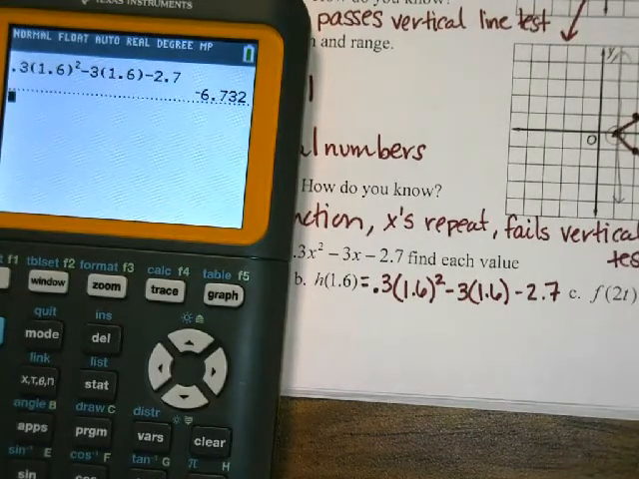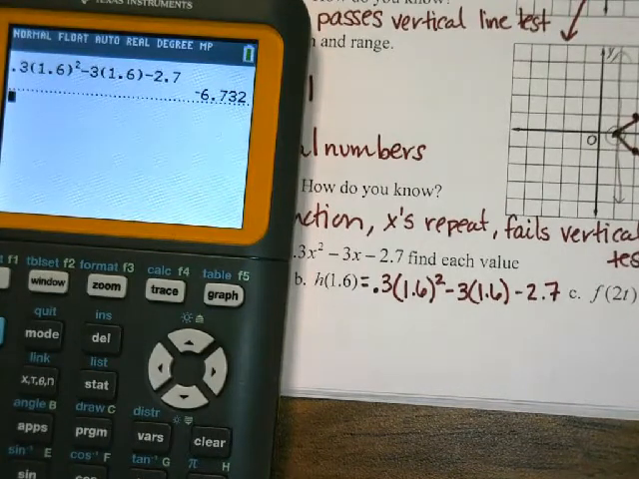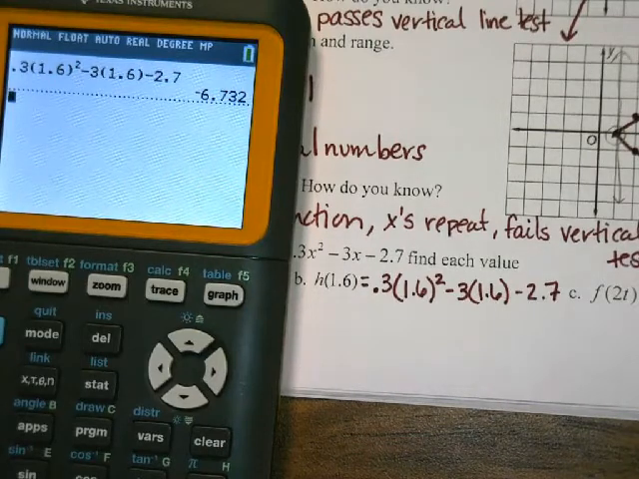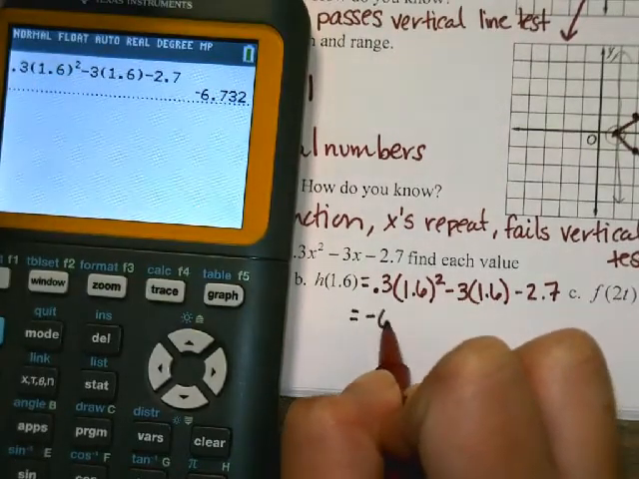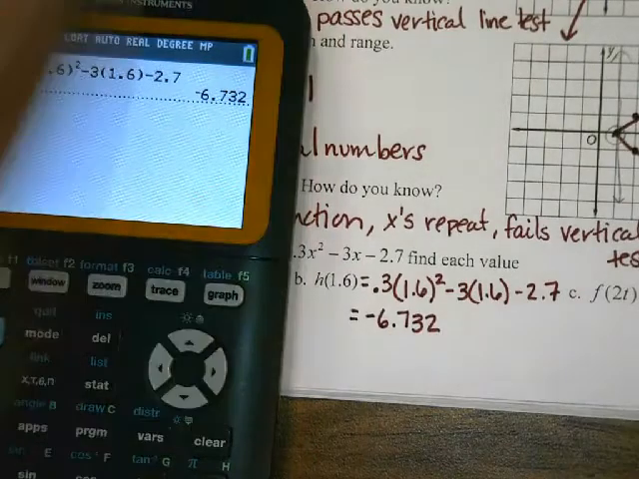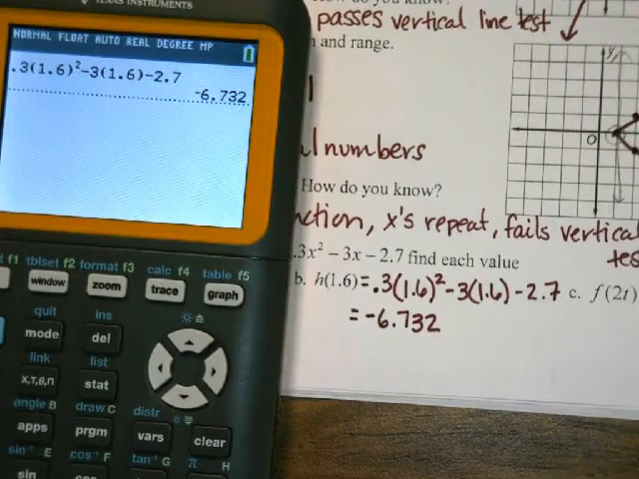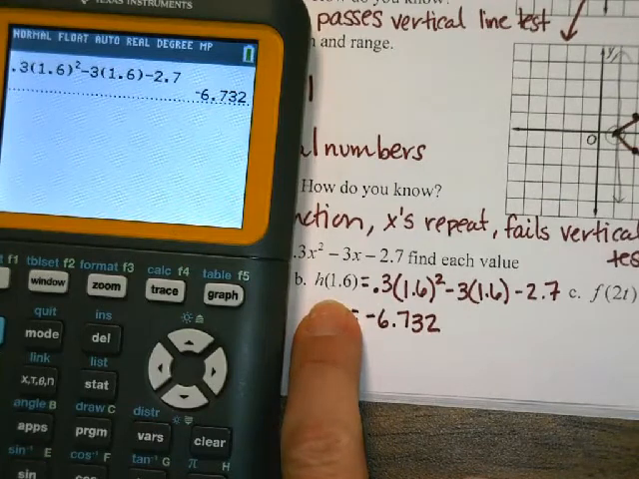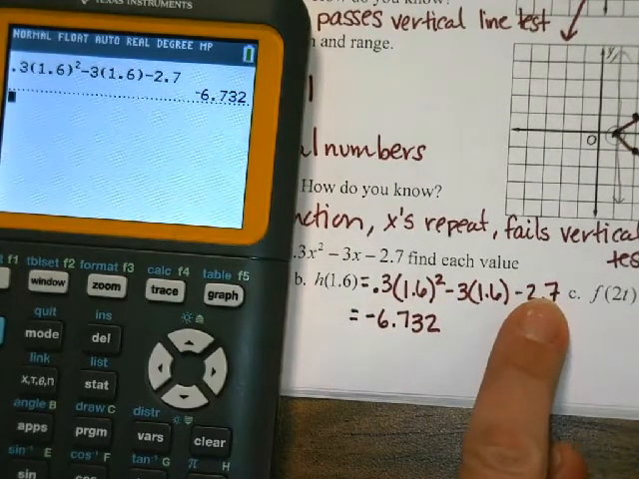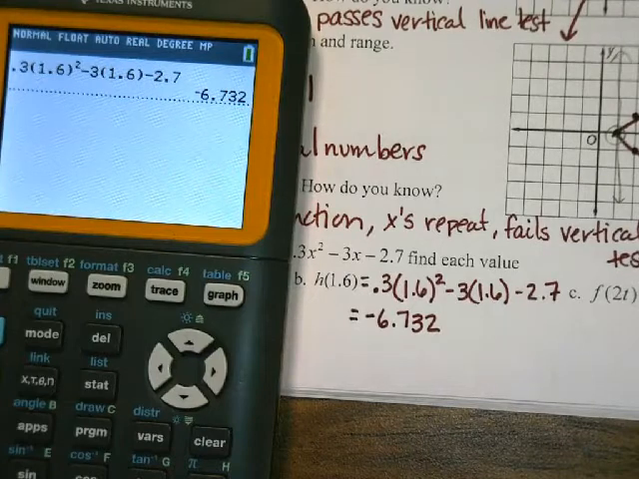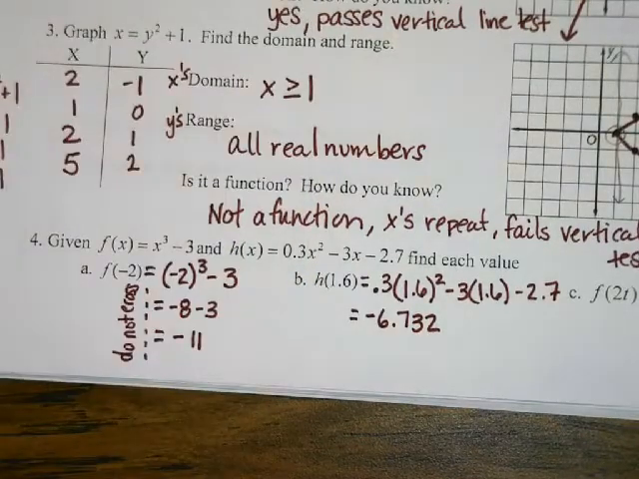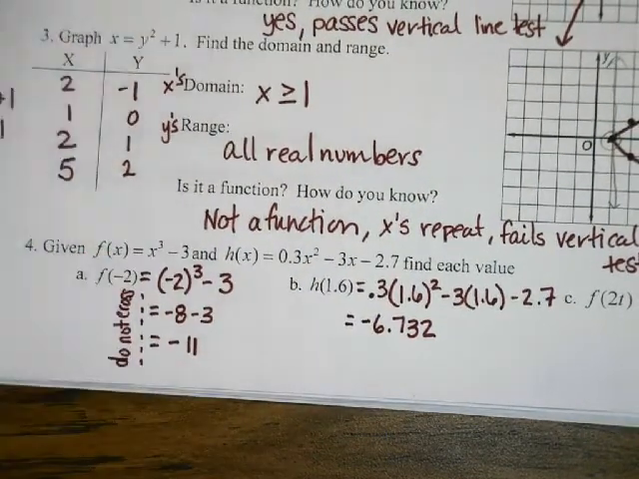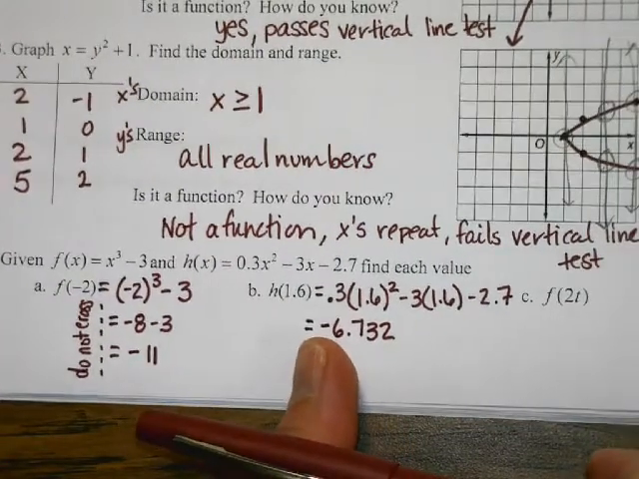I'm okay saving time. Did you get negative 6.732? Do you notice we haven't done anything? We haven't crossed the equal sign. We didn't do anything with this number over here. All you're doing is simplifying the right-hand side. Questions?